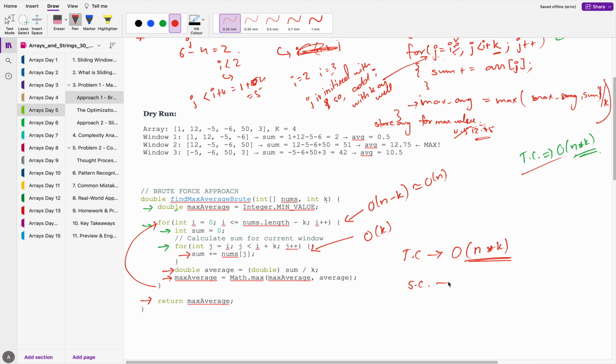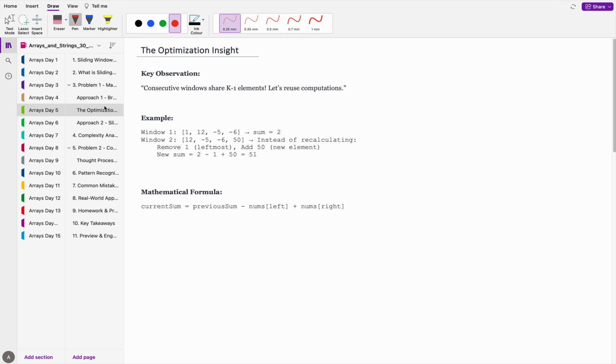In space complexity, we are not using any extra space here which is of the order of the input, so big O of one only, constant space. Okay, I hope this is clear. But again, can you optimize this? Because this is fine, but if the value of k is bigger, this time would become bigger also, right? So let's see what we can think about.